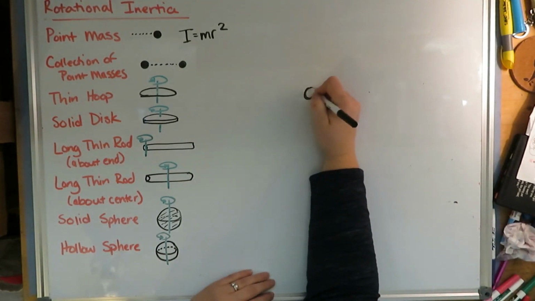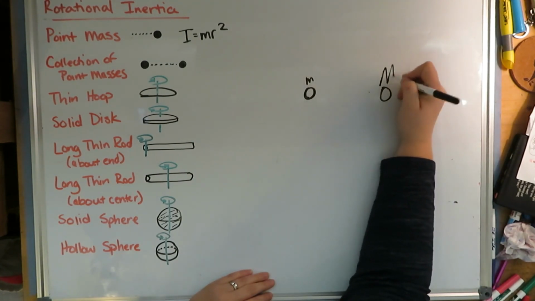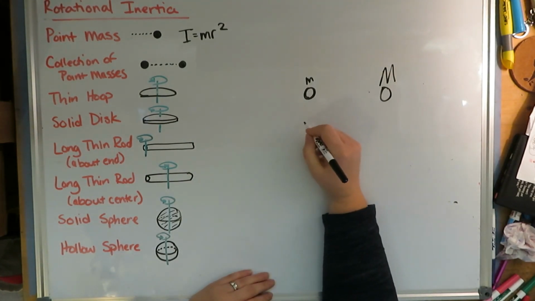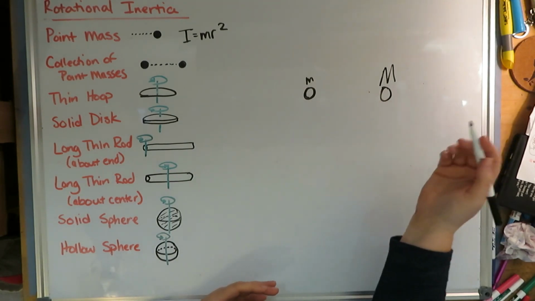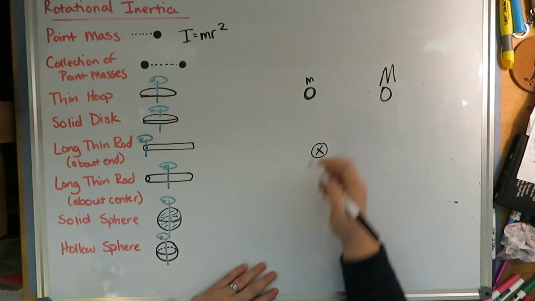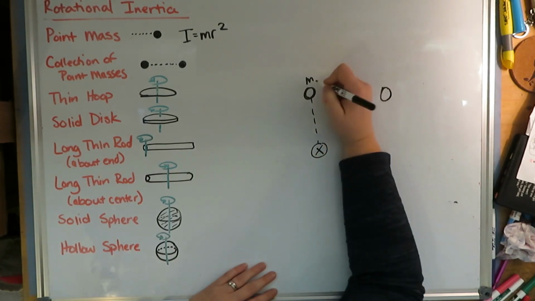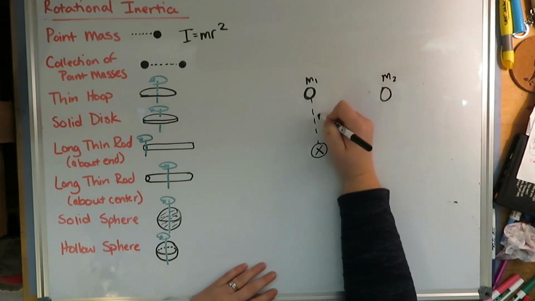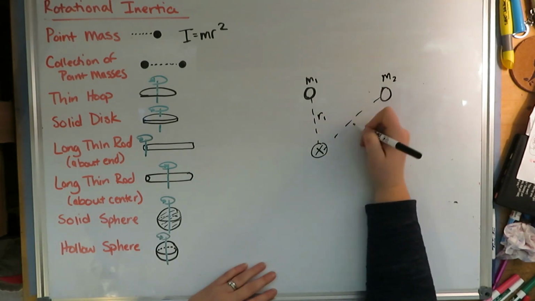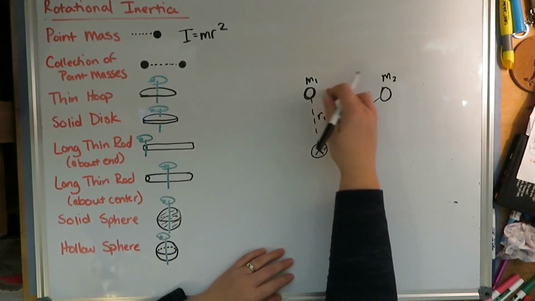So if, say, I had 2 point masses here, and one has a mass of m and the other has a mass of big M. The idea is that I can choose anywhere to be my axis of rotation. So for example, if I wanted to choose this point out here to be my axis of rotation, let's call this M1 and this one M2, then this could be R1, and that could be R2, and then I could add up their moment of inertia, treating them as point masses.